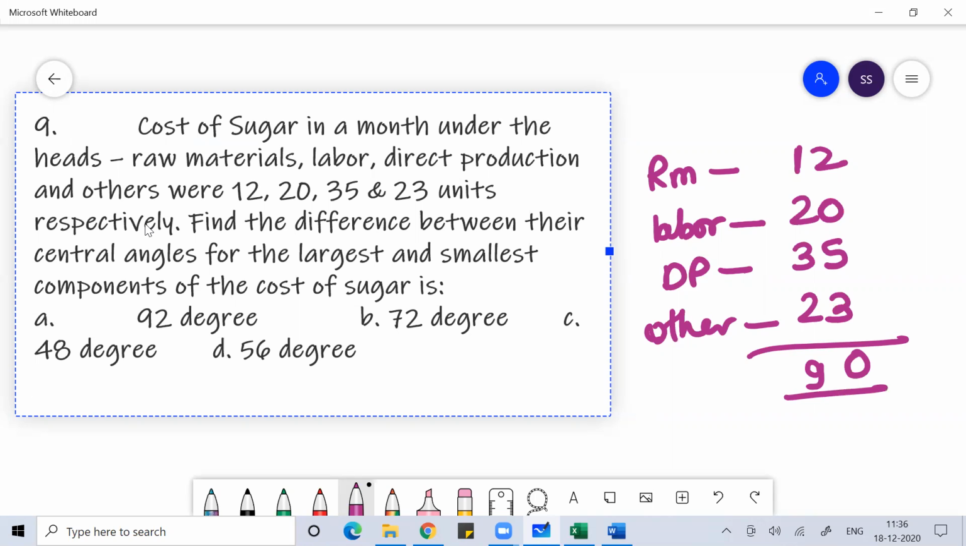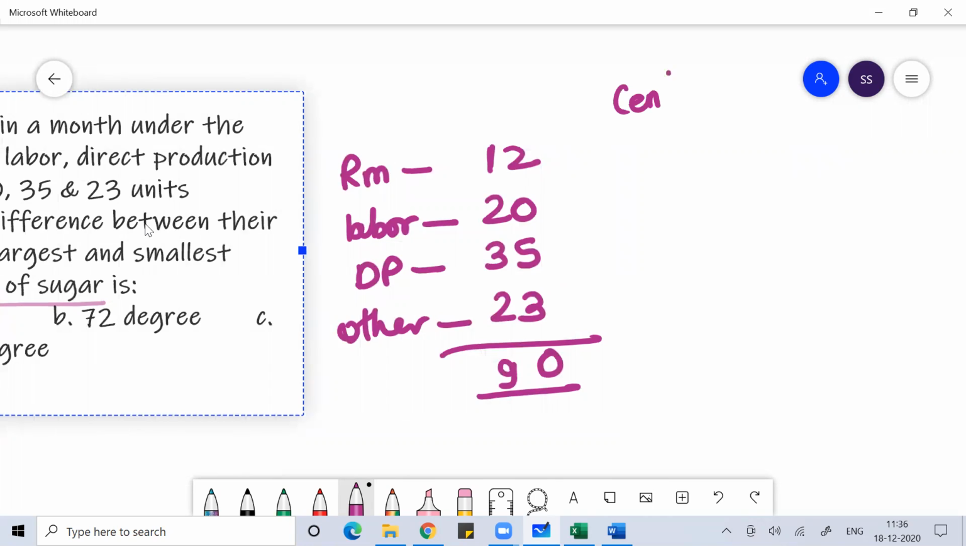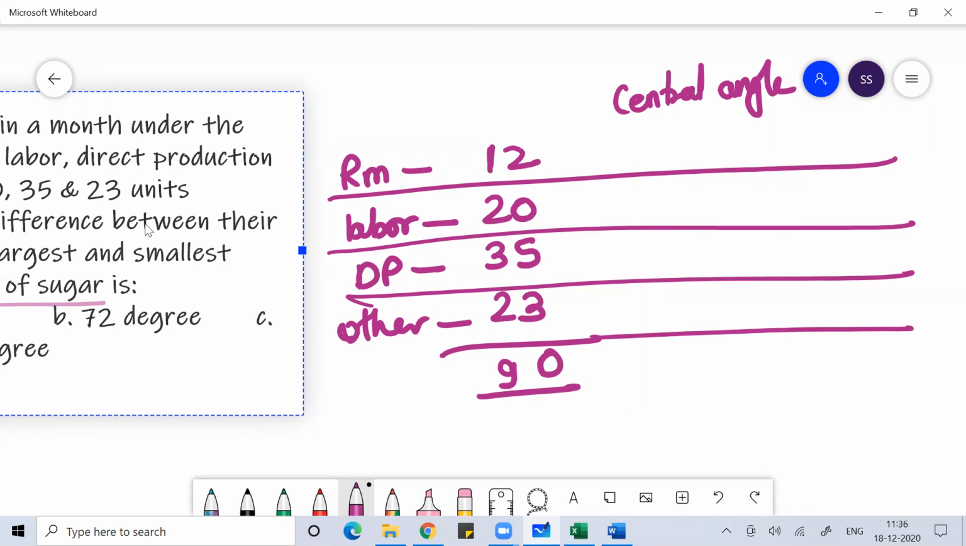Okay. So find the difference between the central angle for the largest and the smallest component of the cost of sugar. So the largest component. So what is the angle? Central angle. If I have to find the angle.